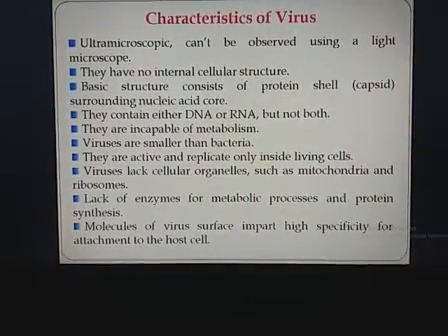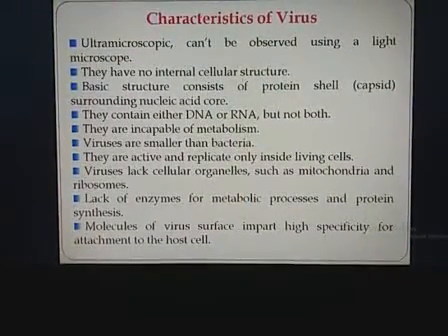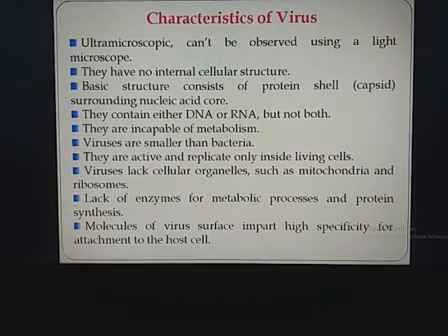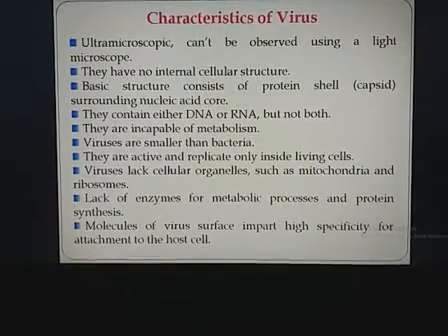So now, what are the characteristics of virus? I have already mentioned that virus is ultramicroscopic and cannot be observed using the light microscope. So viruses can only be seen with the help of electron microscopes. Now they don't have any internal cellular structure. That means they don't have cellular organelles, nucleus, cytoplasm, nothing. So virus is totally acellular.